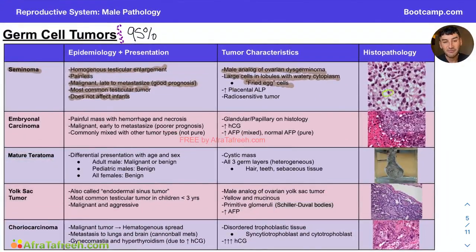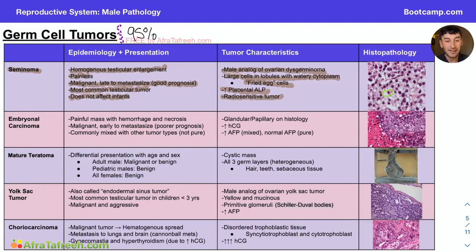In addition to the fried egg cells, we can expect to see increased placental ALP, and it's notable that this is a radiosensitive tumor. So in addition to radical orchiectomy, if this tumor had metastasized at all, the metastasized tumor is going to respond really well to radiation. So that's really great, especially because this is a tumor with a really good prognosis.